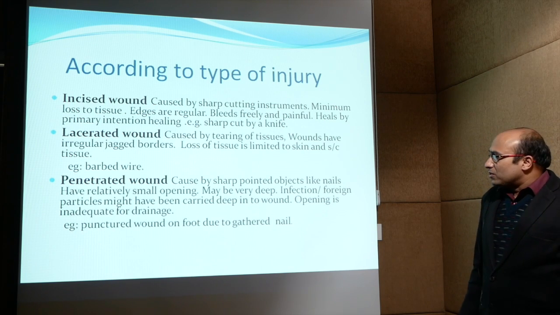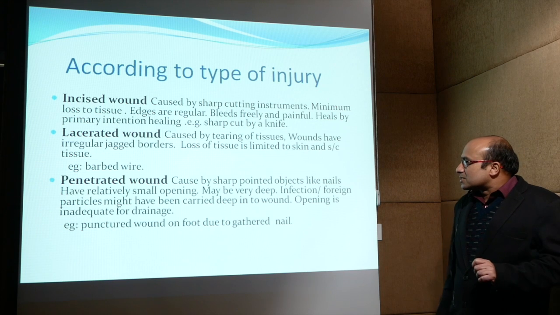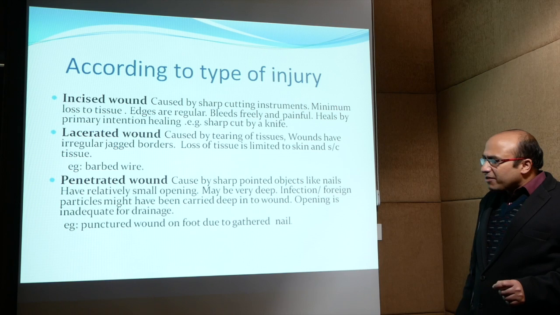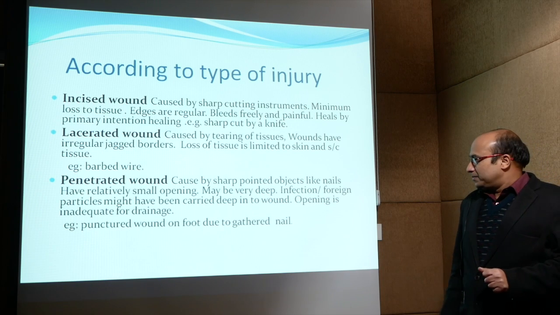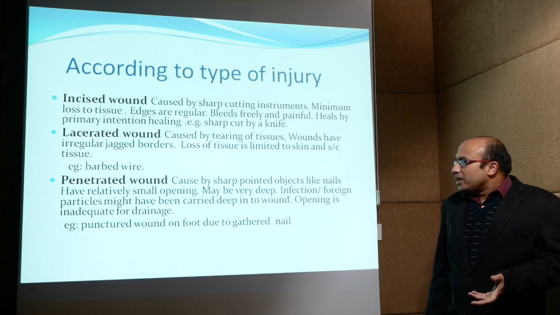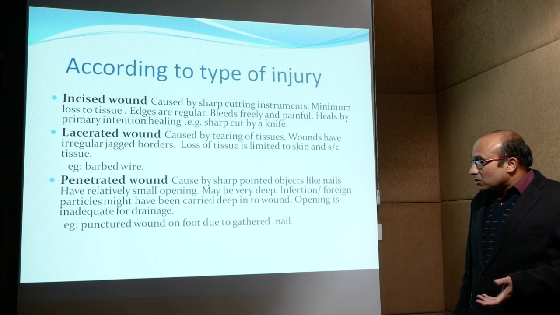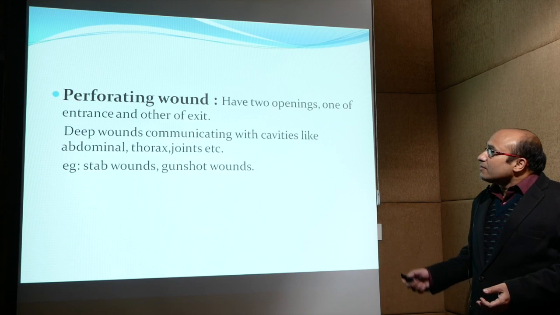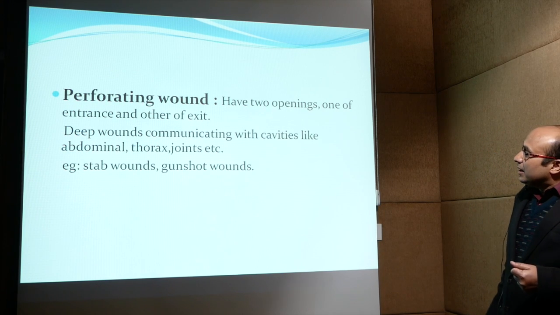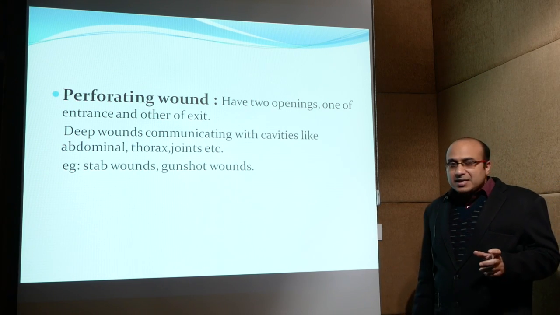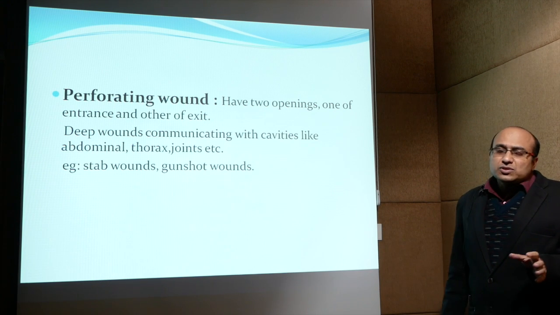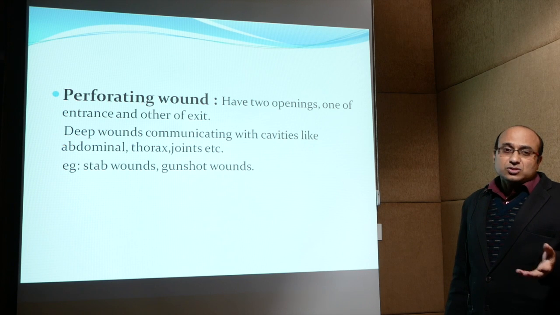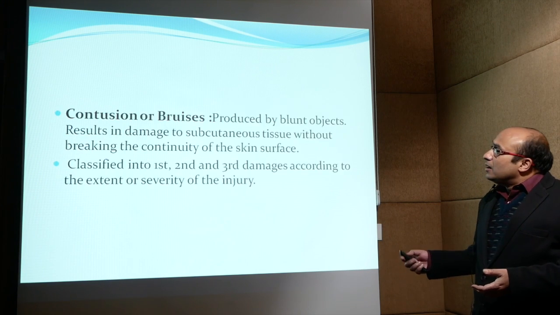A penetrated wound is caused by sharp pointed objects like nails. There is a small opening, it can be very deep, and infection or foreign particles can be present in the wound. The opening is inadequate for drainage, so it is like a punctured wound due to a nail. Perforating wound has two openings, one entrance and another exit. These are deep wounds which communicate with the cavities like abdominal, thorax or joints. For example, gunshot wounds, stab wounds.